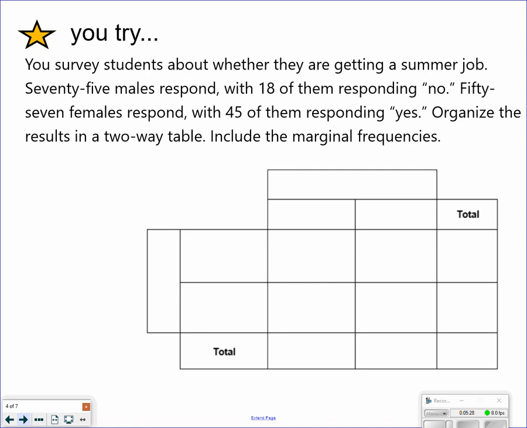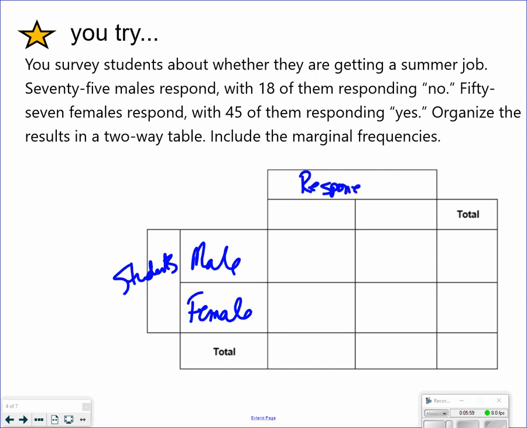All right, so here you go. You survey students about whether they are getting a summer job. 75 males respond with 18 of them responding no, 57 females respond with 45 of them responding yes. Organize results in the two-way table. So now you have male and female. So these are your students. And then your responses. So you're either a yes or a no.